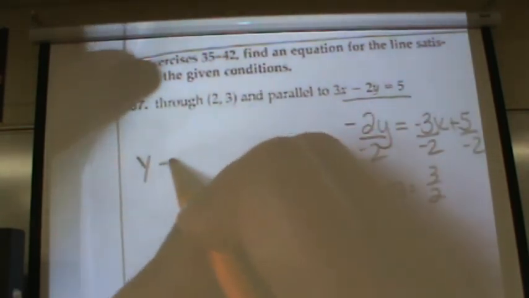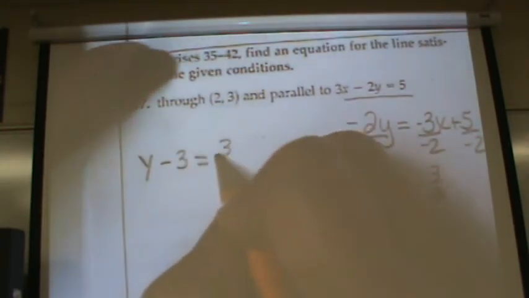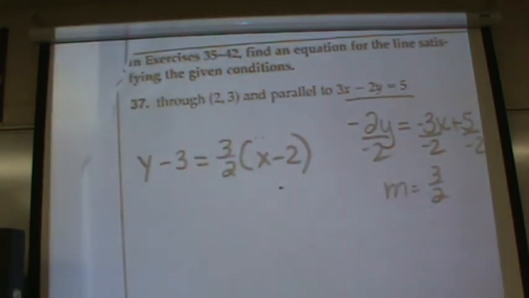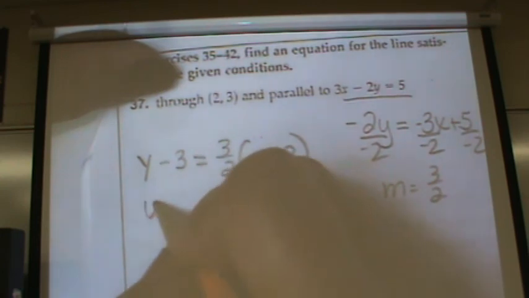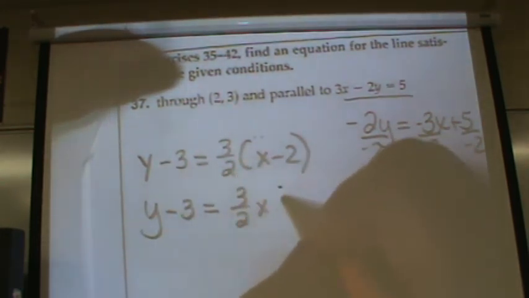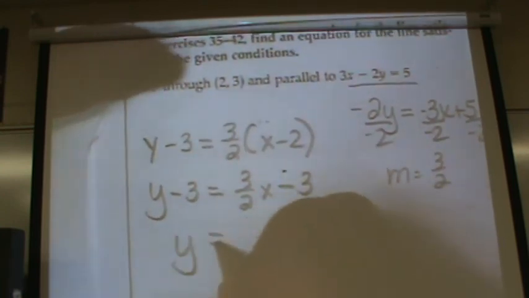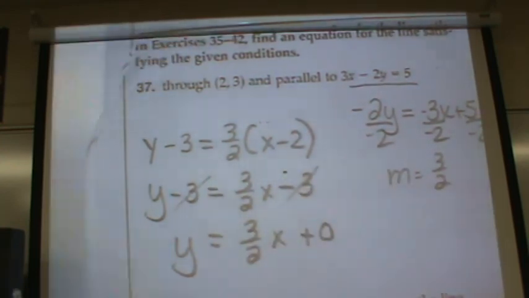So I'm going to start with point slope form. Y minus 3 equals 3/2 times x minus 2. Now, if they want you to write it in slope intercept form, what you would do is distribute. Those are going to cancel, and then add 3. These negative 3's cancel out.